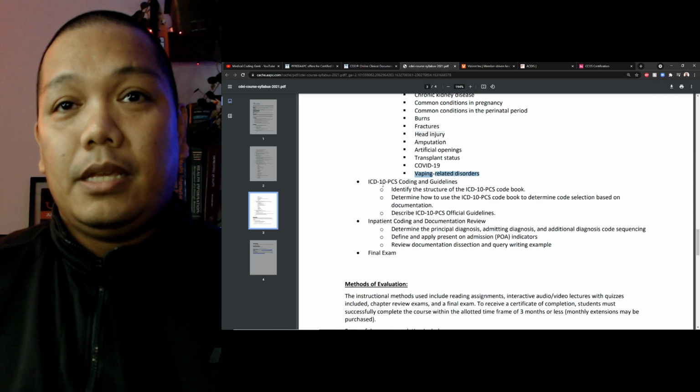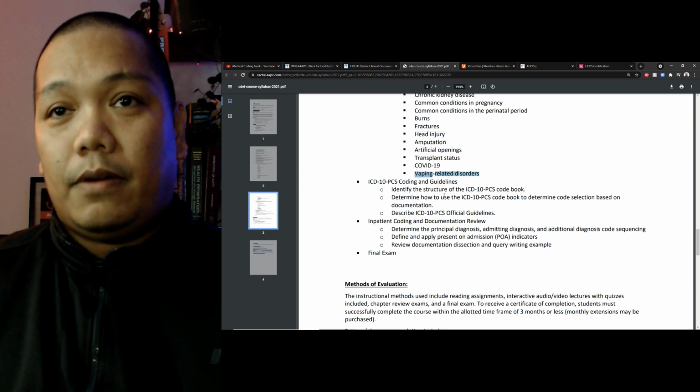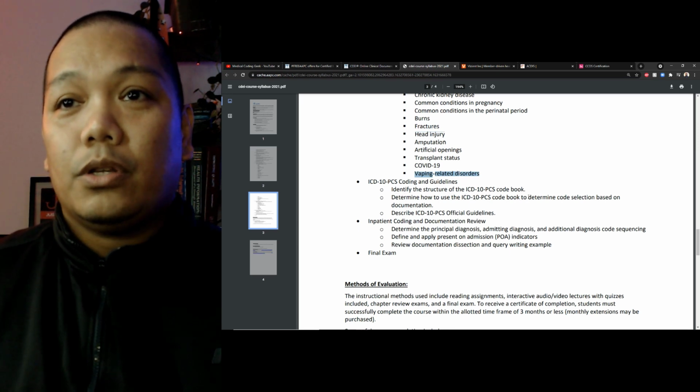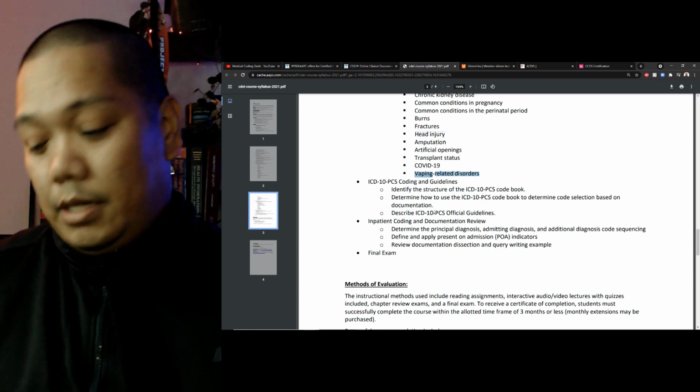Next thing is the ICD-10-PCS guidelines. Identify the structure of the ICD-10-PCS book. Identify how to use the code book to determine the selection based on documentation, and describe the ICD-10-PCS guideline.